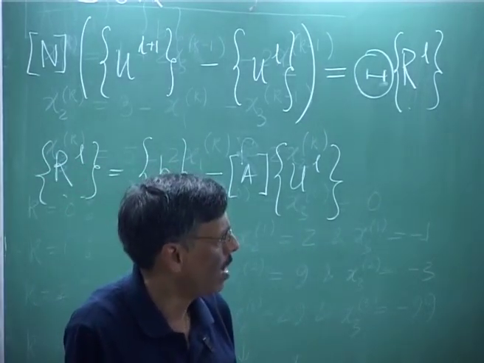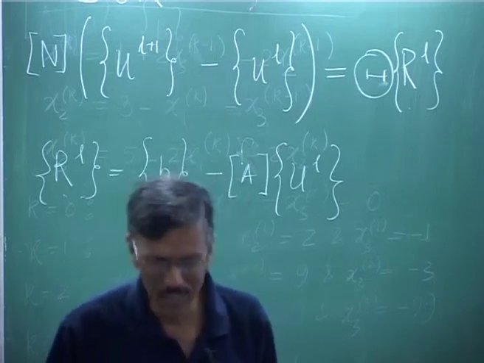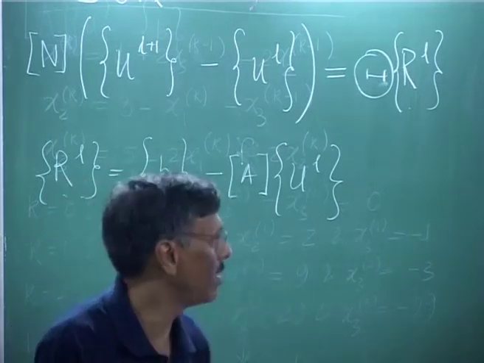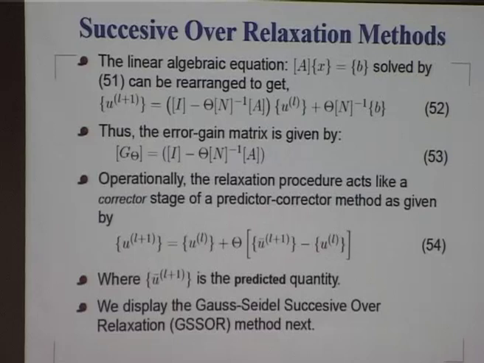So here what has happened by adding this degree of freedom by introducing capital theta, we have altered the gain matrix, which is now a function of theta. Okay. So now what we notice, the gain matrix is given by I minus theta n inverse A.